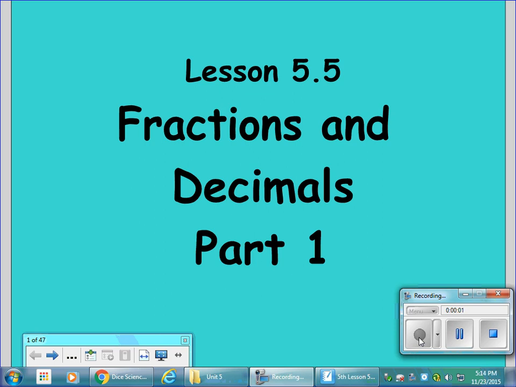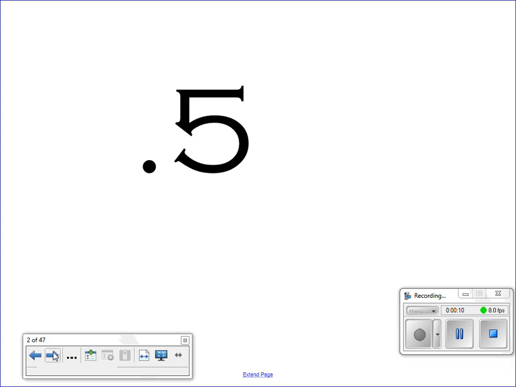Good evening, fifth graders. Tonight we're changing fractions into decimals and decimals into fractions. It's an easy process. I even get to throw a chihuahua into the mix here.